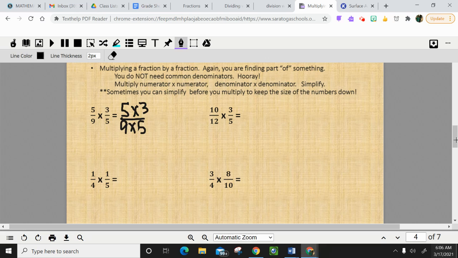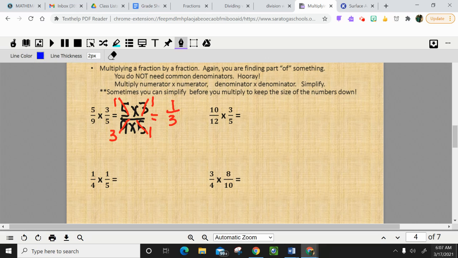Okay? So I see I can simplify 5 and 5. 5 divided by 5 is 1. And 3 is a factor of 9 also. 3 divided by 3 is 1. 9 divided by 3 is 3. And I'm left with 1/3.